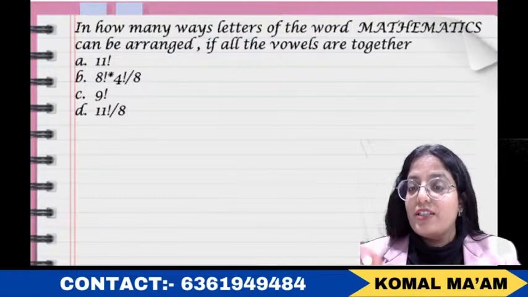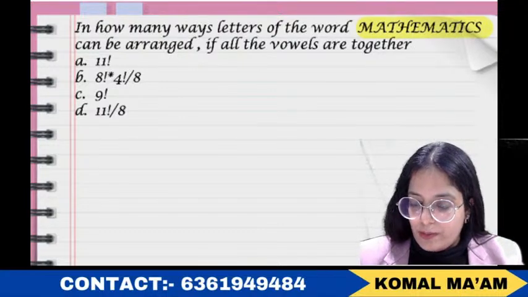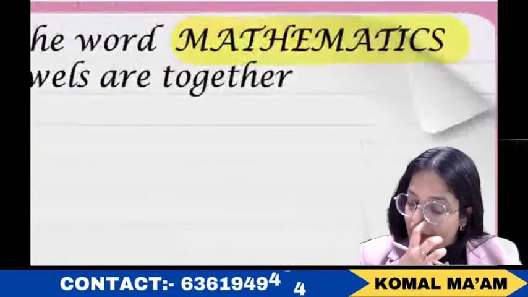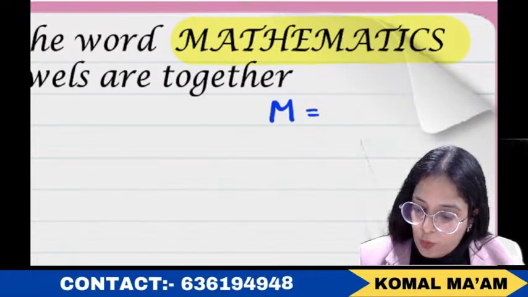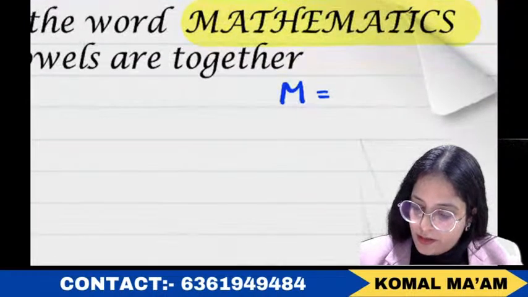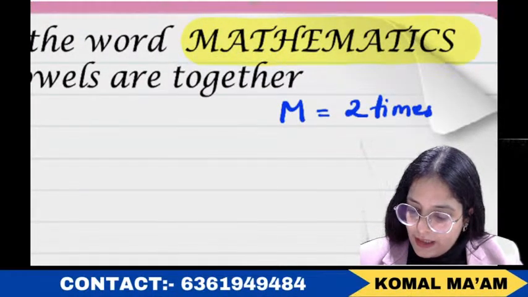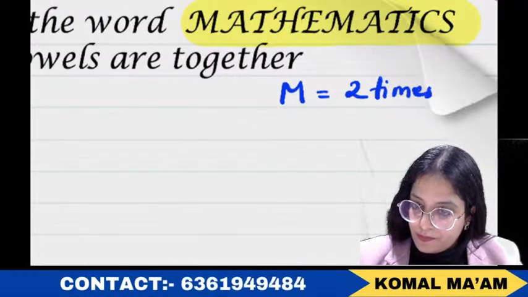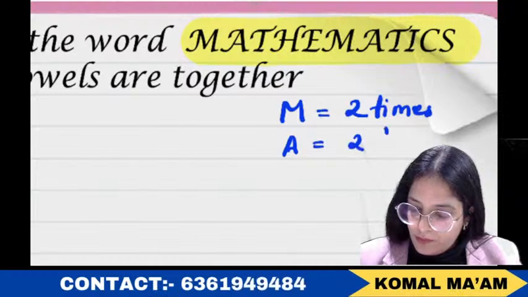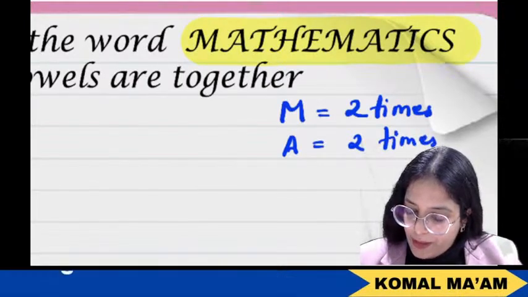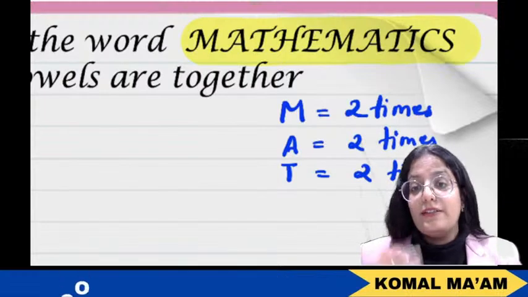Okay, now anyways, before proceeding the question, our first step remains the same. We need to see whether any letter repeats or not. So yes, we do have some repetitions, quite visible. What are the repetitions, guys? M, I could see M coming how many times? 2 times, right? Then I could see A coming 2 times. Then T is also coming 2 times, right?